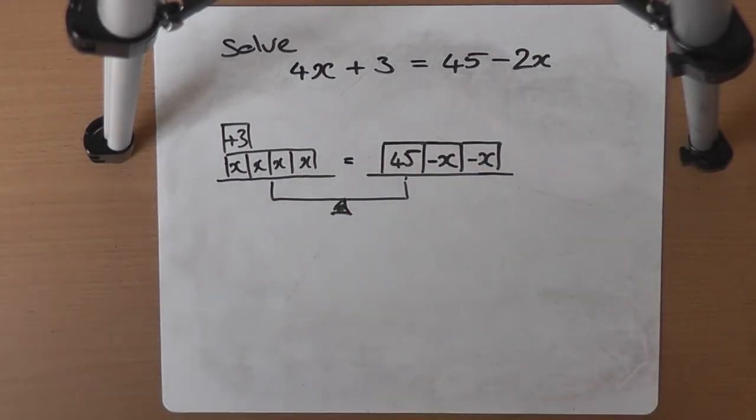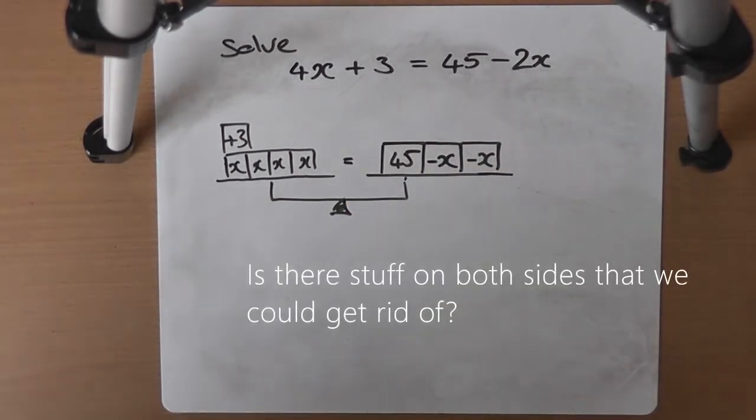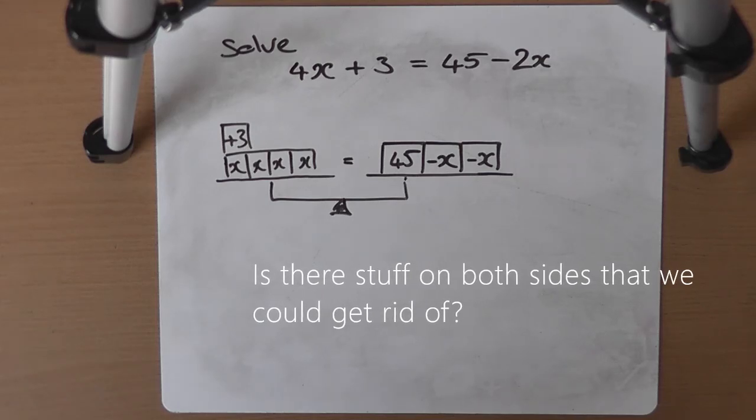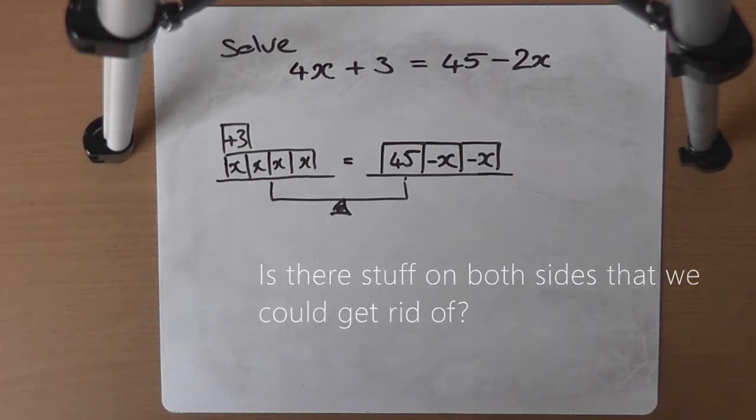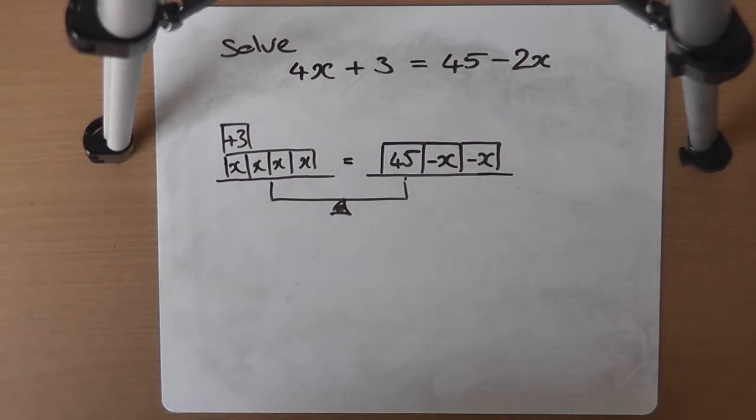We ask ourselves one very simple question. Do we have stuff that's the same on both sides that we can get rid of? And the answer here, once again, is no. Because, ignoring the numbers, on the left-hand side we have got x's, and on the right-hand side we are dealing with minus x's. And x's and minus x's are not the same thing.